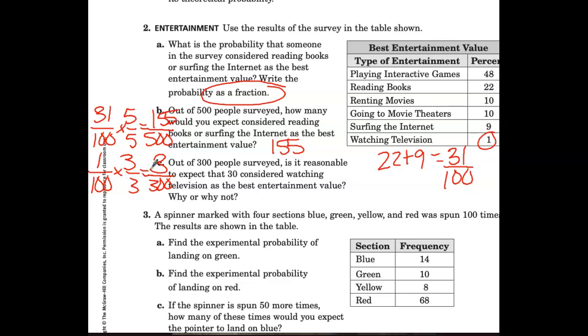So the question is, is it reasonable to predict that 30 would consider it? No, 1 times 3 is 3. So I would say no, because we would only guess 3. So therefore we wouldn't expect 30 of them. That's too big of a number.